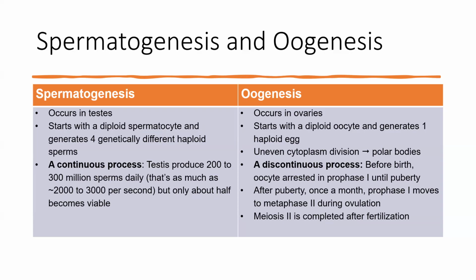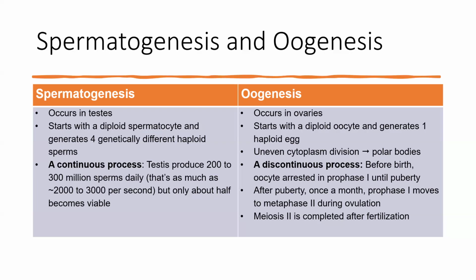But for oogenesis, it's a discontinuous process. The eggs actually start to undergo meiosis when the girl is still a fetus in the mother's womb. Before birth, the oocyte is going to go all the way to prophase 1, and it's going to stay that way until puberty, which means the girl is born with all the eggs they will ever have in their entire life. What? Yes.